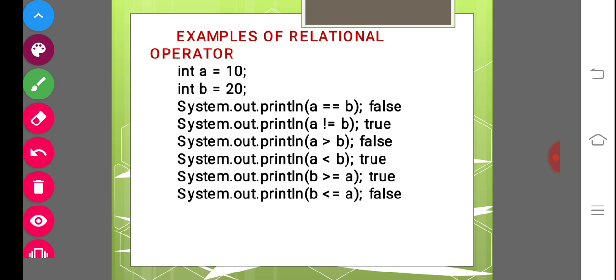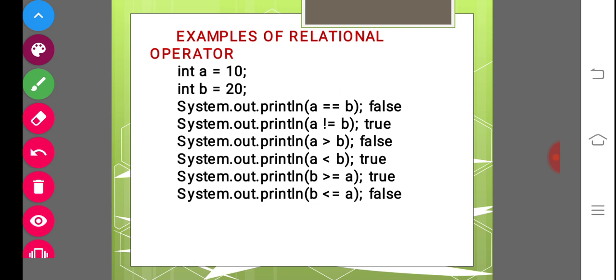Now, in the example of relational operators, see, a is initialized with 10 and b is initialized with 20. So, if I am writing System.out.println a equal to equal to b, see, what is this equal to equal to? This is a relational operator which is comparing both the values of a and b. Are they equal? No, they are not equal. So, the answer is false. Please remember that the output of a relational operator is always Boolean data type, that is either true or false.